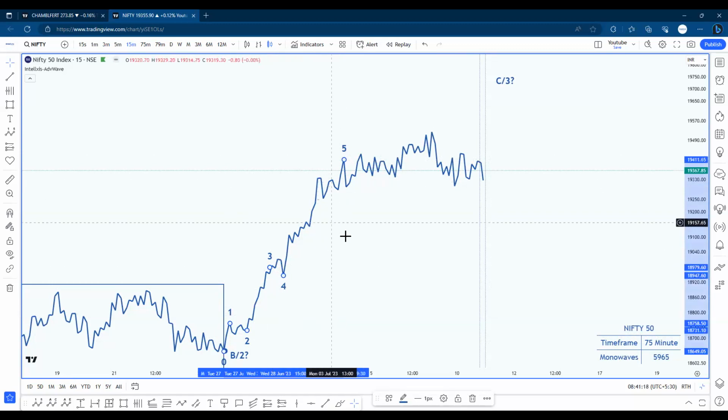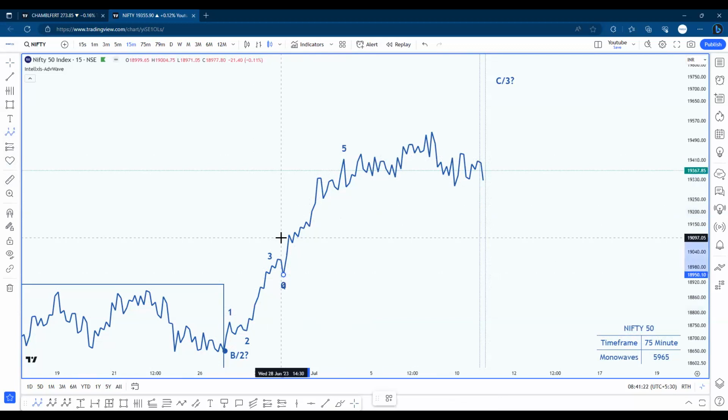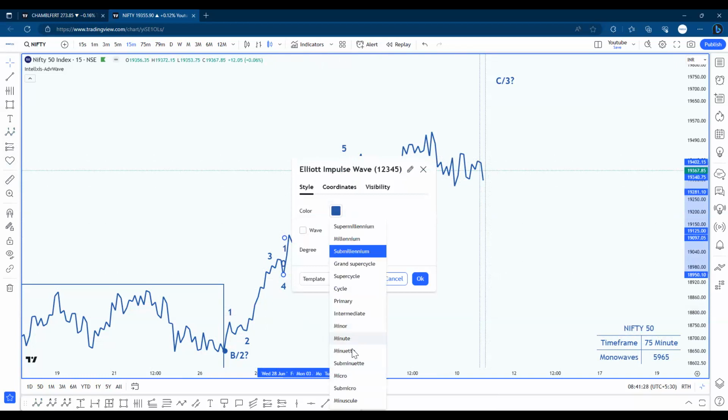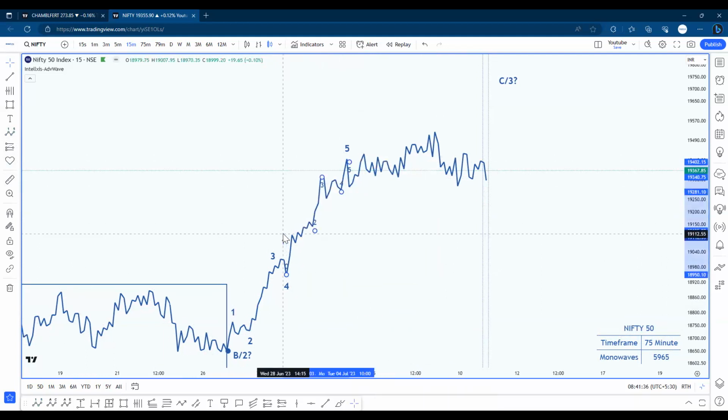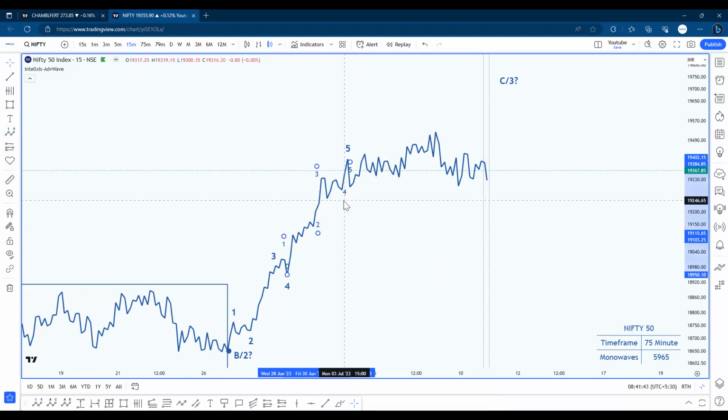So 5 is itself a 5 part. So let's mark it again. Wave 2 is a corrective, running corrective. This is 1, this is 2, 3, 4. 4 is a flat pattern itself, because we have a very sharp price.